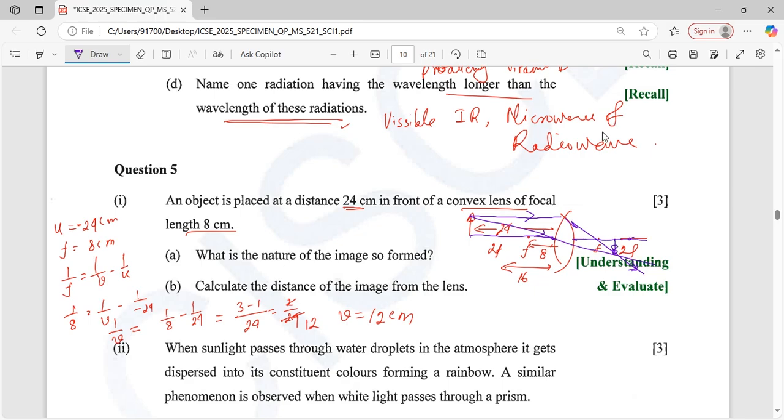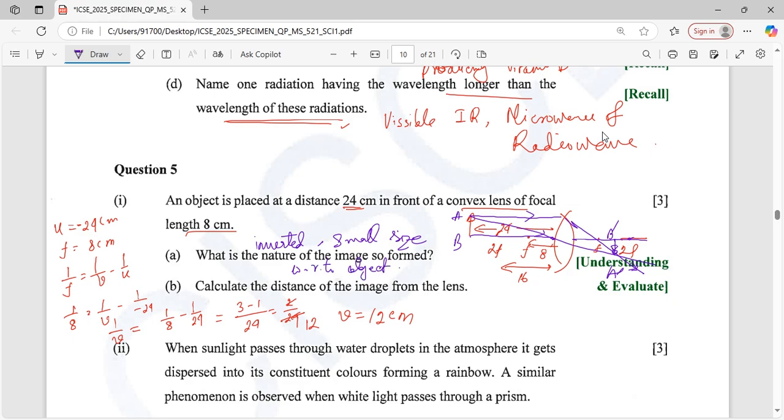So what is the nature of the image? The nature of the image is inverted. First, that is top A and B, that is B dash, and here is the A dash. The nature is inverted. Okay, the image formed is inverted, and the size is small with respect to the object.